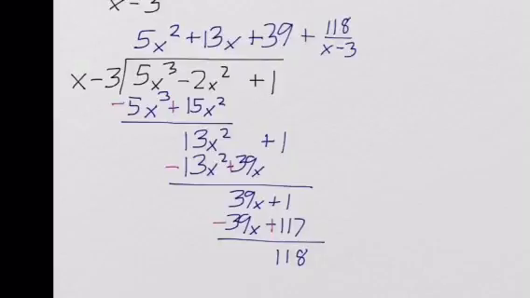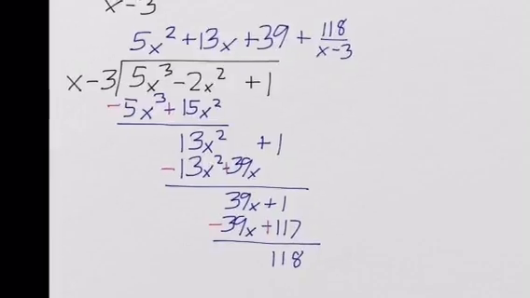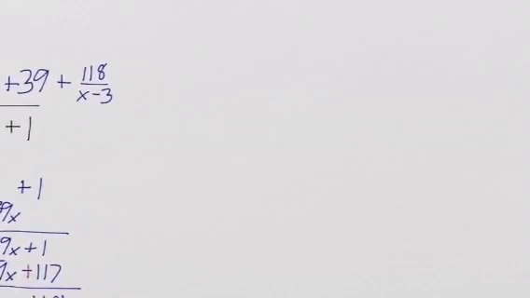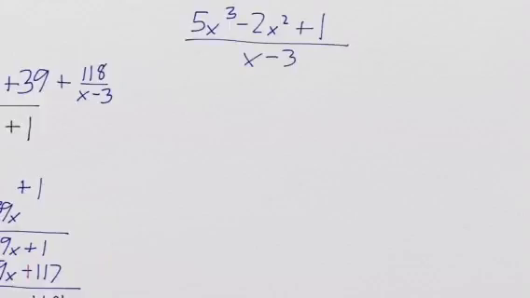Now, I don't know about you, but to me, that seems like a lot of work, and you might be wondering if there's an easier way to do it. In this case, there is. Anytime we divide by something of the form x minus a, as we did here, our problem is 5x cubed minus 2x squared plus 1 over x minus 3. Anytime we divide by something of the form x minus a, and if something's of the form x plus a, you could look at that as x minus minus a.